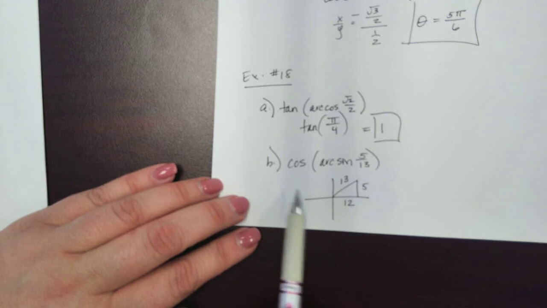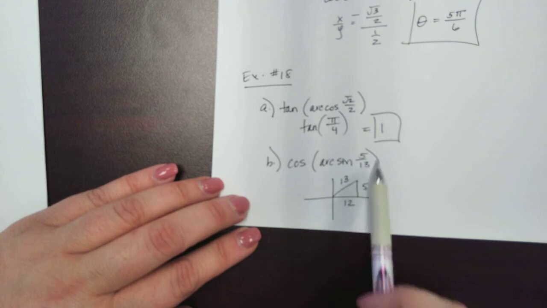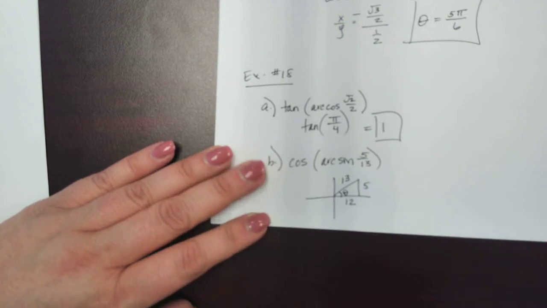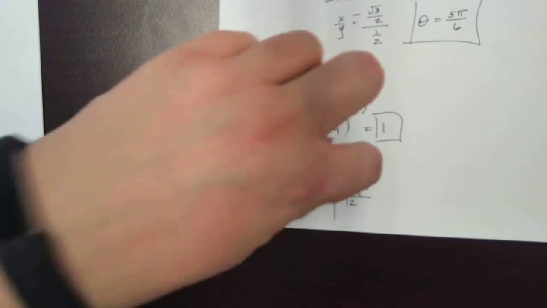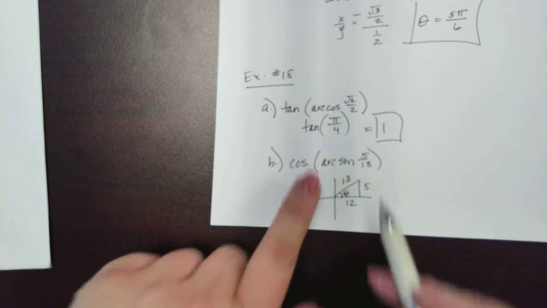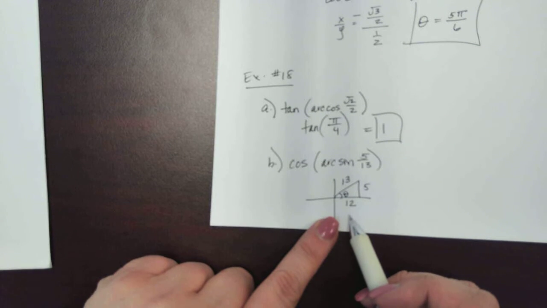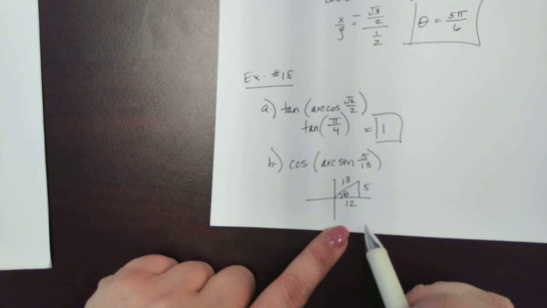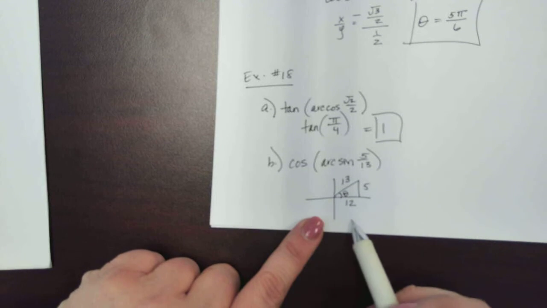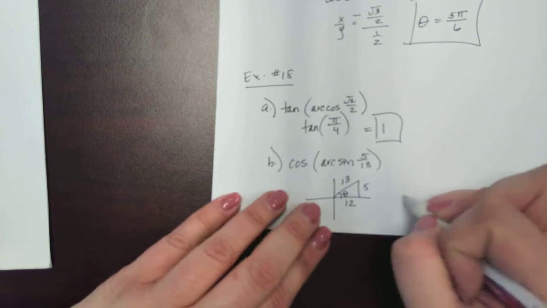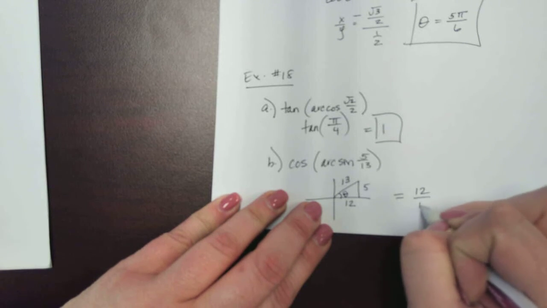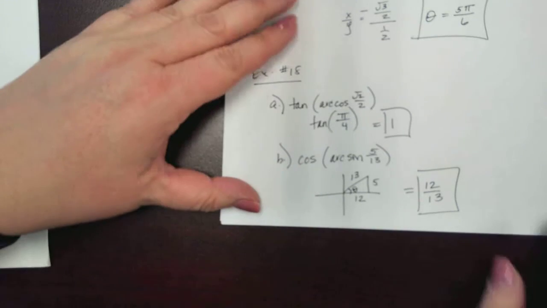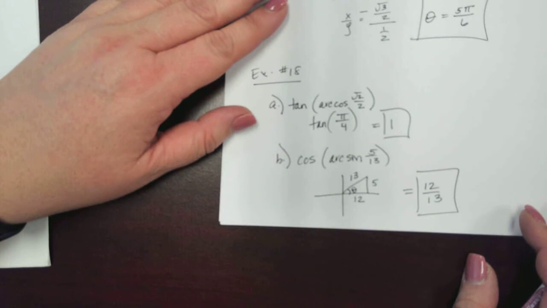Now this triangle is representing everything inside the parentheses. This is theta. So cosine of the triangle is what? Cosine is adjacent over hypotenuse, so I have 12 over 13. Does that make sense?